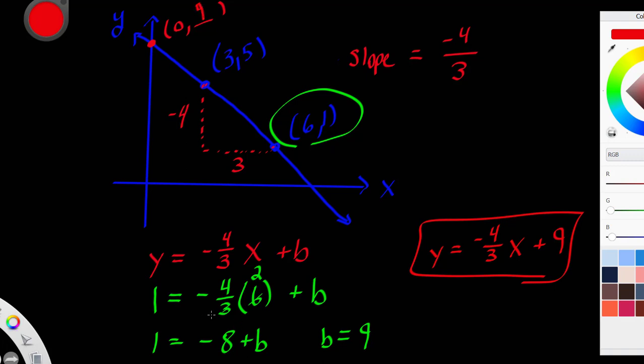If you want to, go ahead and pause the video and try plugging in this other point where we have 5 for our y and 3 for our x, and you'll actually see that you get the same y-intercept no matter what.